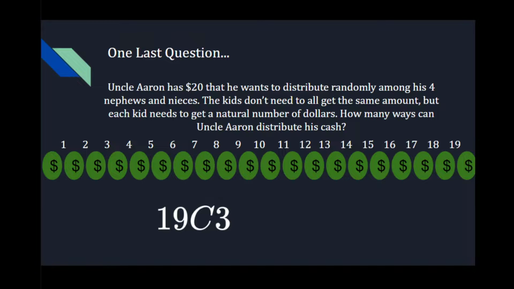It would eliminate duplicate divisions because the bars can be ordered anyway, but we're accounting for that by dividing by 3 factorial. And it would make sure that everyone gets at least $1 because you couldn't put a bar on either of the far ends. So there we go. 19 choose 3, or 19 factorial over 16 factorial times 3 factorial is our answer. If you're wondering, that computes out to 969.